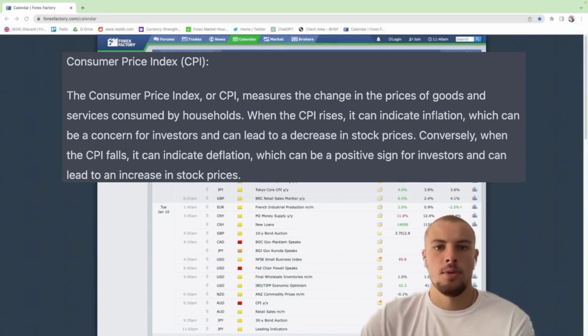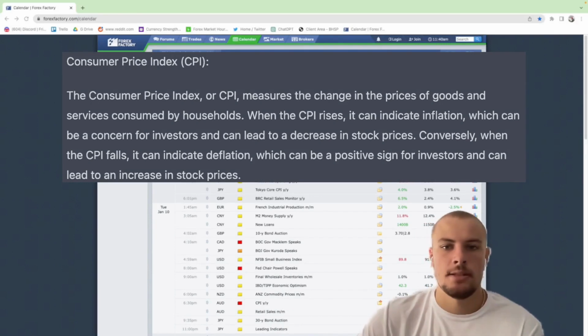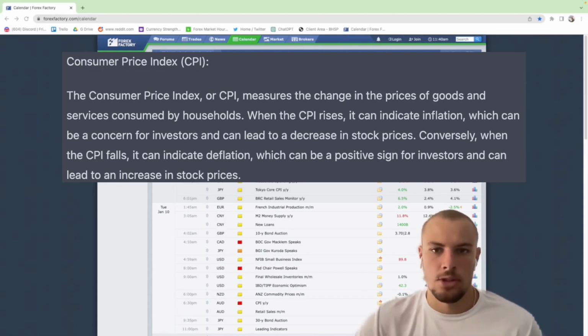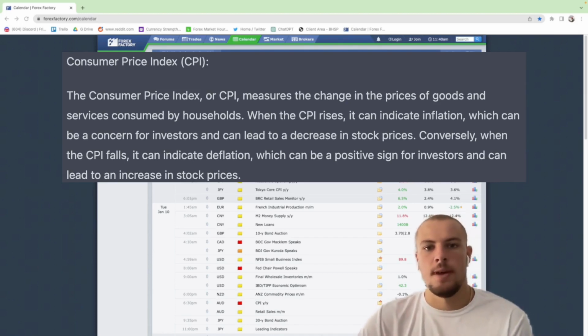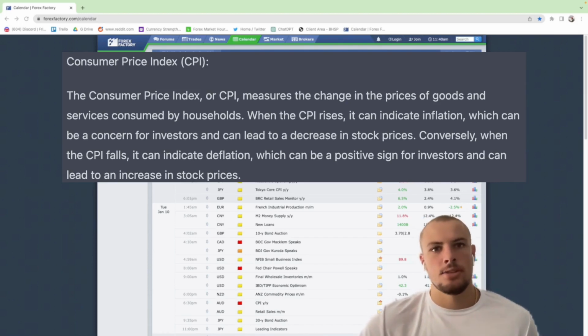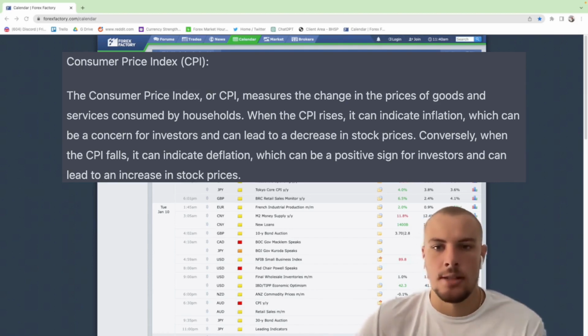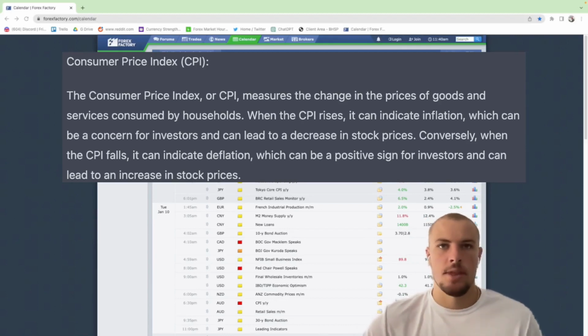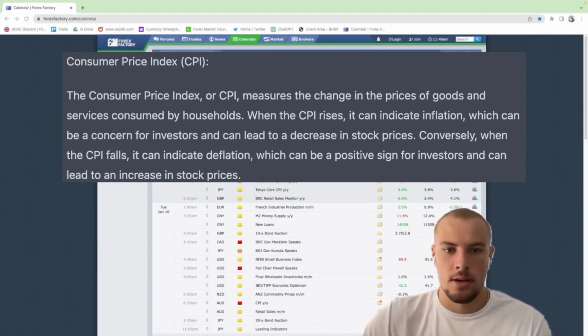So the CPI is simple, all right? It measures the change in prices of goods and services consumed by households, right? So when CPI rises, it indicates inflation, and when CPI decreases, it indicates lower inflation or reduced inflation, all right? So to break it down simply, the CPI just measures what an apple cost yesterday or last year to what an apple cost today. It's just measuring the difference in the price of goods from this year to last year or 10 years ago or whatever, all right?